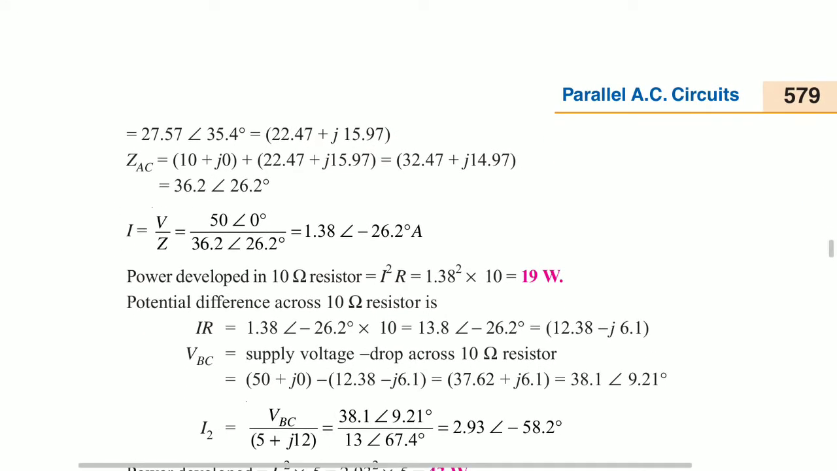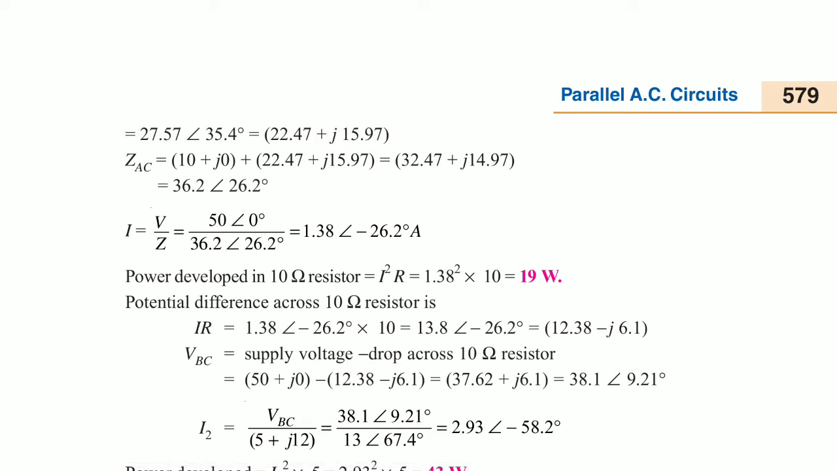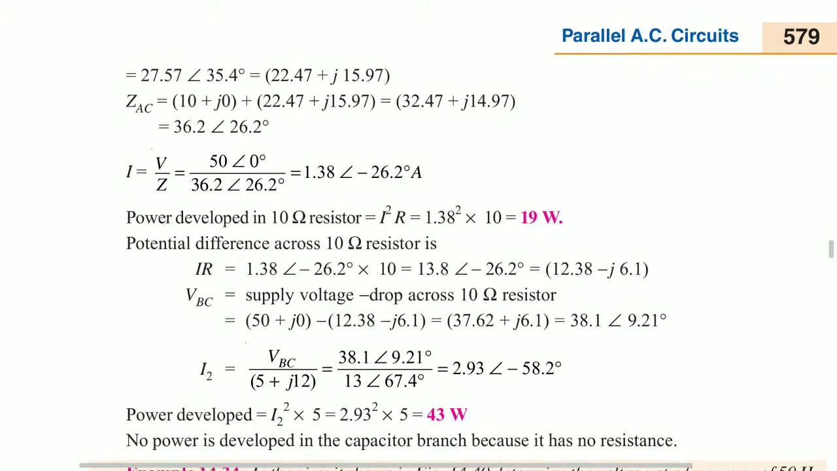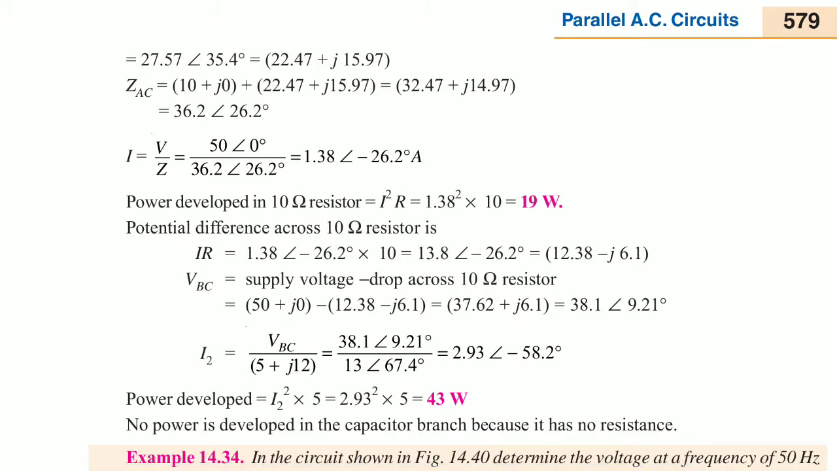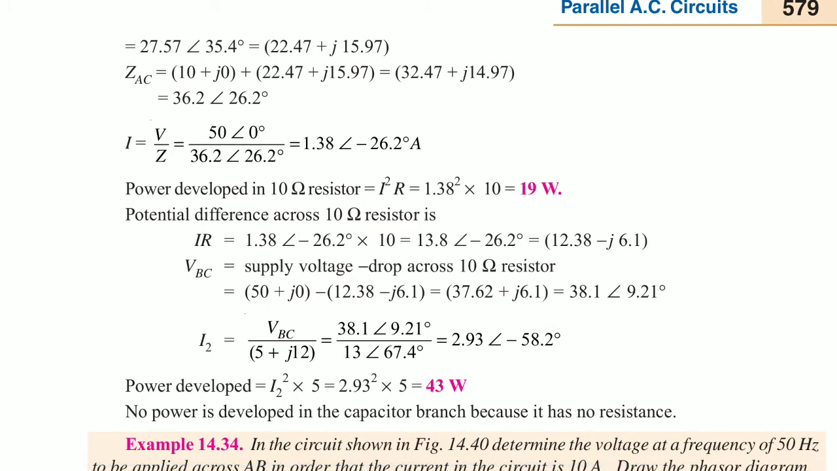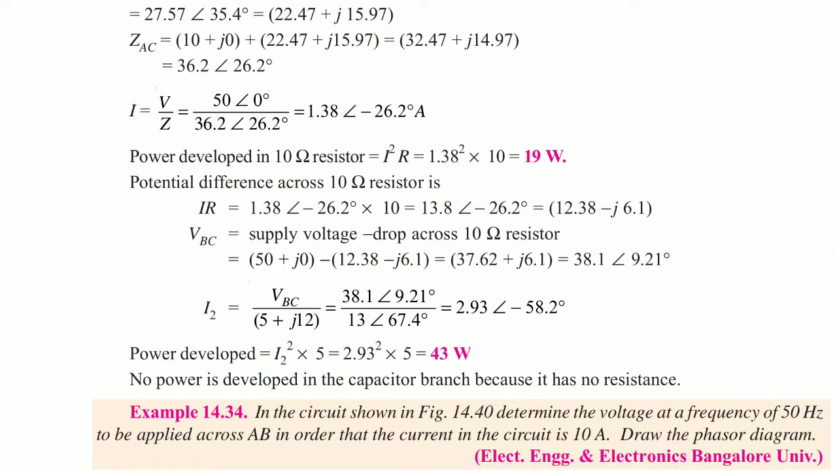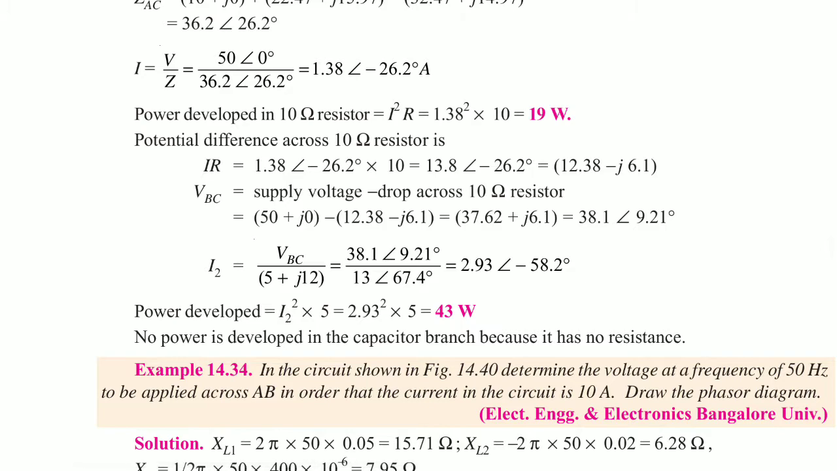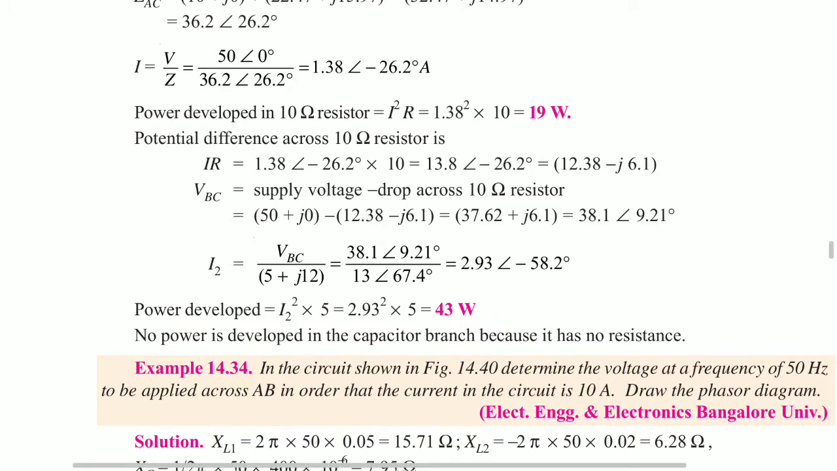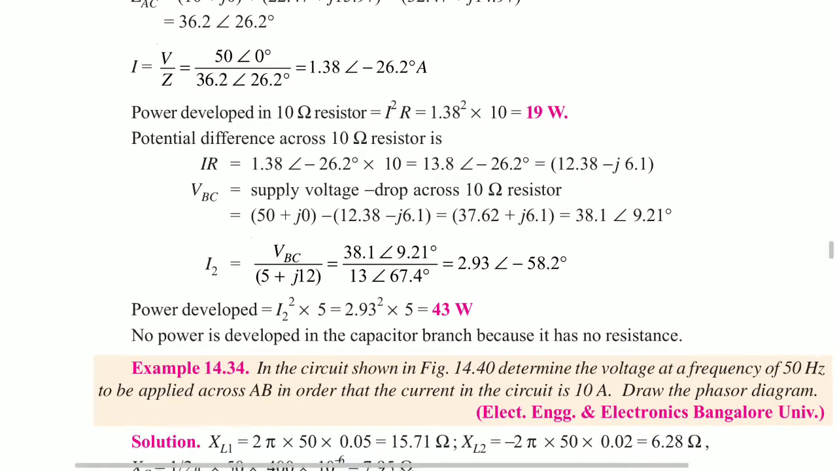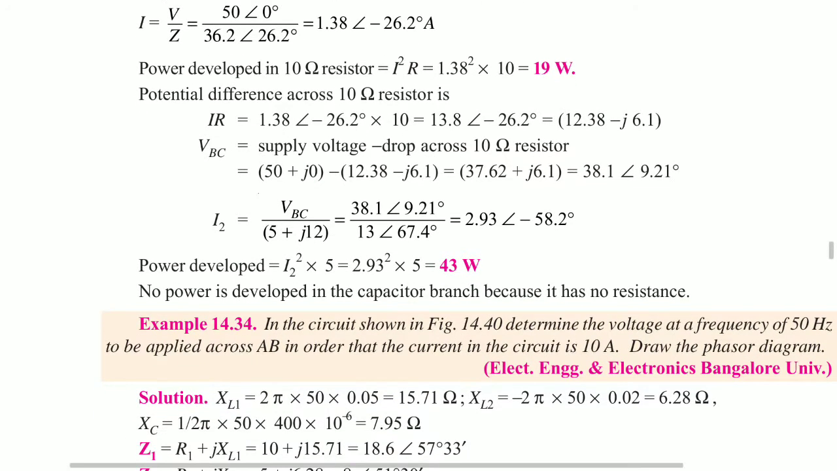Now I is equal to V by Z. V is 50 angle of 0 degrees divided by Z, which is 36.2 angle of 26.2, that is equal to 1.38 angle of minus 26.2 degrees amps. So here the current is 1.38 angle of minus 26.2 degrees. That is the current in the equivalent series-parallel circuit, or the source current.